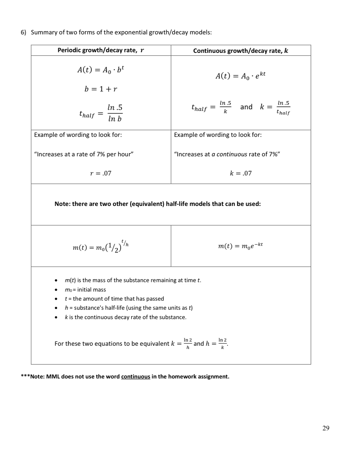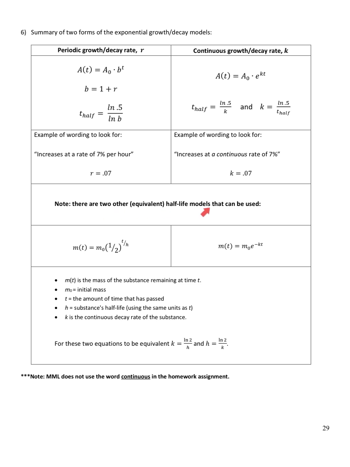Example of wording to look for: increases at a rate of 7% per hour. R is just 0.07. So we have a very clear 0.07. And then increases at a continuous rate of 7%. That means we have a k value in this model, 0.07.